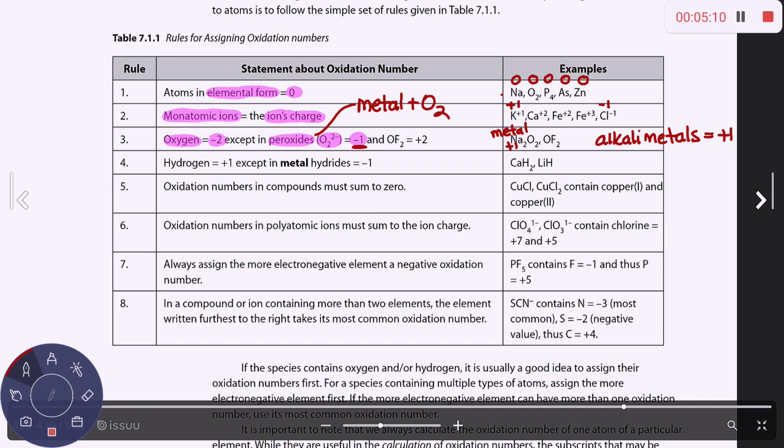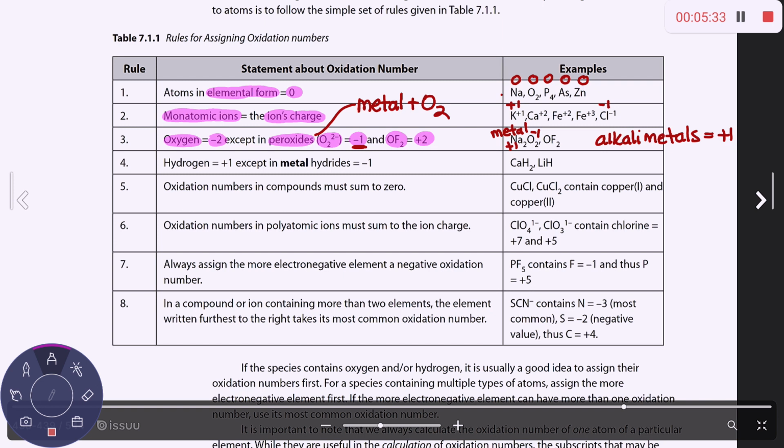If I've got 2 sodiums in the formula and 2 oxygens in the formula, then my oxidation number for oxygen would have to be a -1, because oxidation numbers add up to 0 in neutral compounds. That confirms that this is peroxide. Okay? If I'm looking at OF2, OF2 is the other exception. If you have oxygen with fluorine, then it's a +2.